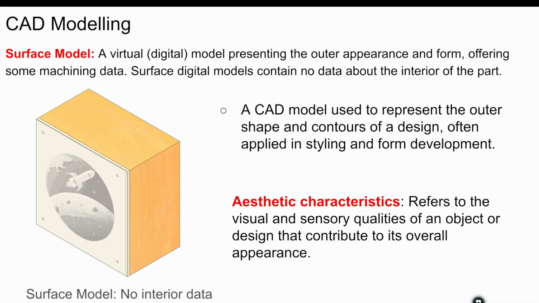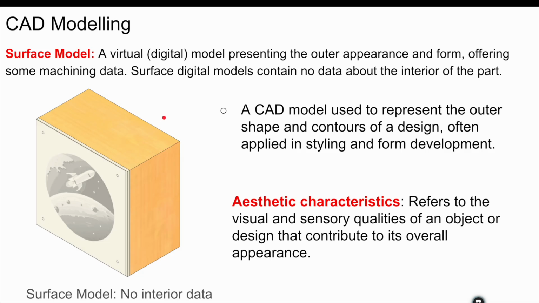The first type of CAD model we're going to talk about is a surface model, a virtual model presenting the outer appearance and form, offering some machining data. Surface digital models contain no data of the interiors of the parts. So you can look at this model right here. There's no interior data. You can get some information, like for instance, what is this distance on this line or this line, but really that's about it.